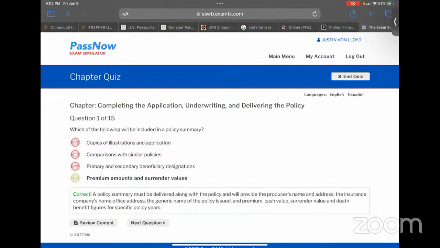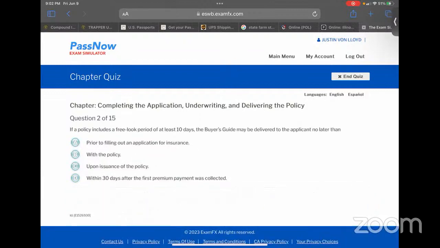Correct. Number 2. If a policy includes a free look period of at least 10 days, the buyer's guide may be delivered to the applicant no later than: at the time of the application, at the time of the premium, right?